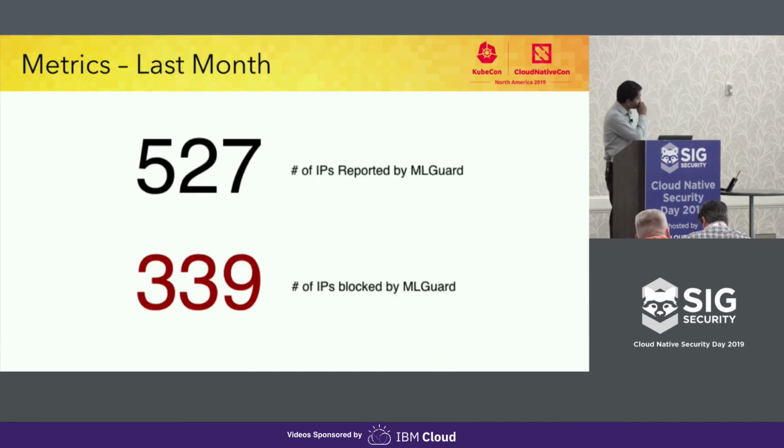So a few metrics related to our system. In the last month of October, through our system, we blocked 339 IPs alone that were flagged by our system, and when we found out that these IPs were indeed sending bad requests, we blocked them. And 527 unique IPs were reported by MLGuard. So if you look at the percentage, it's like 65% of the IPs that were reported, we actually blocked.